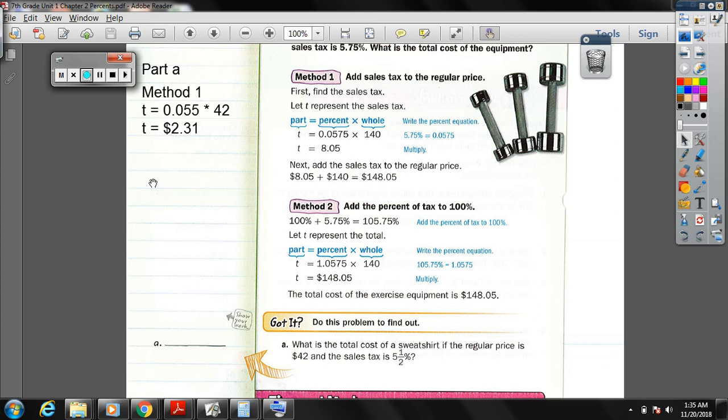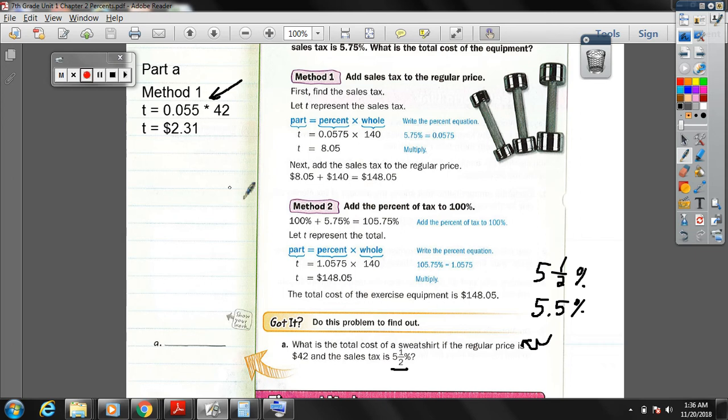So with method 1, we would first write 5.5% as a decimal. So remember, 5.5% as a decimal, we could first rewrite these. Both of these are still percents, and we need to convert by moving the decimal to the left twice. And when we do so, we obtain the decimal up here. We then multiply the decimal to 42, and $2.31 is the sales tax.